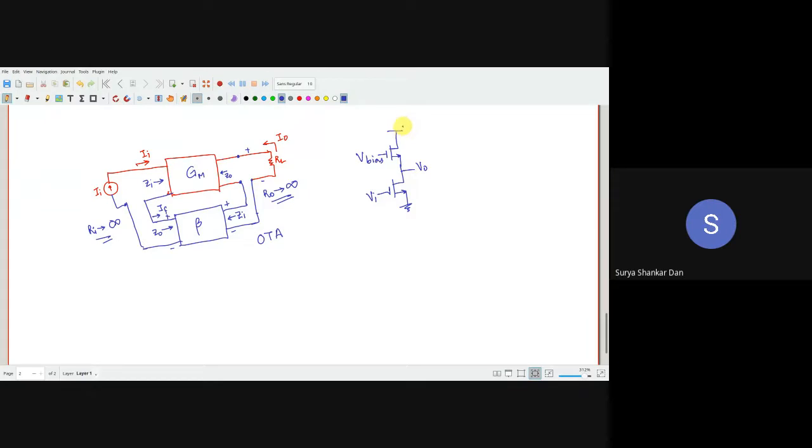This is your VDD. Now, what is this? Notice that VDD and V bias are essentially DC supplies. This power supply is DC. So in that case, when we are doing the AC analysis, why do we consider them as grounded?